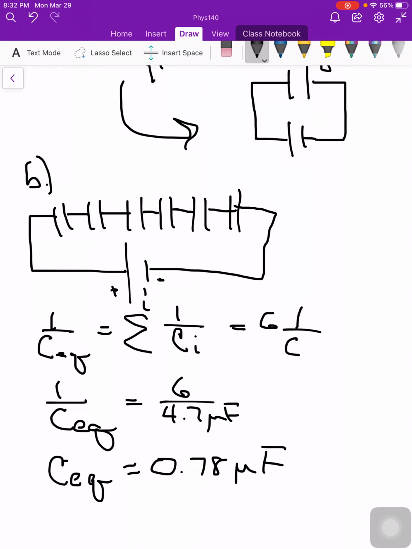microfarads. And now when I redraw that circuit, I'm going to redraw this to look like one capacitor again. And this is my voltage source. Right, and now this CEQ is going to be 0.78. And so again, we just do this because we want to calculate, say, the charge or the voltage or something like that.